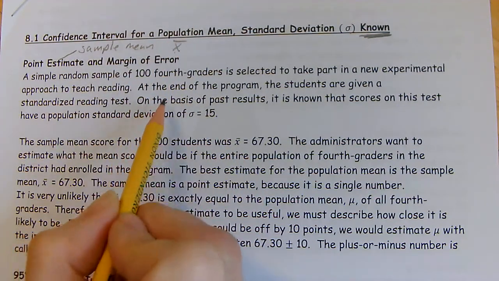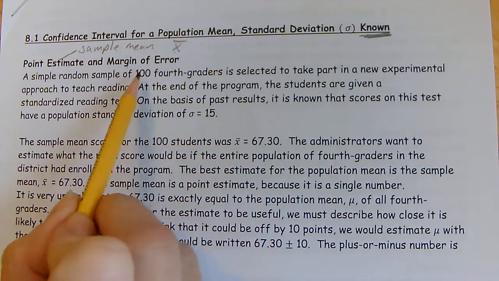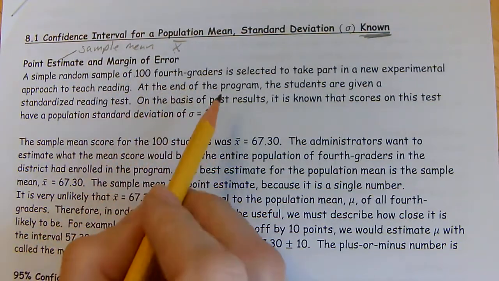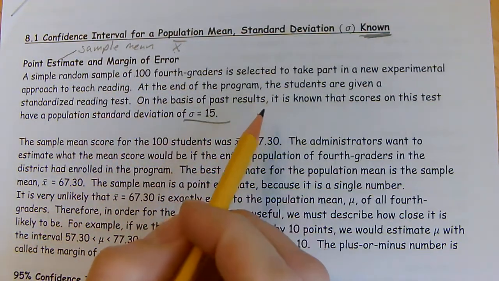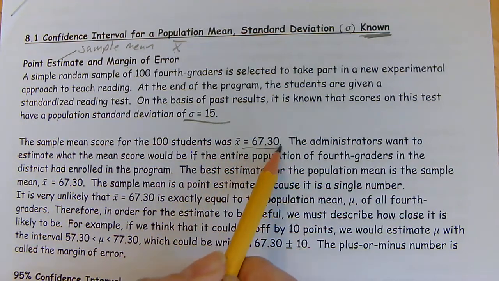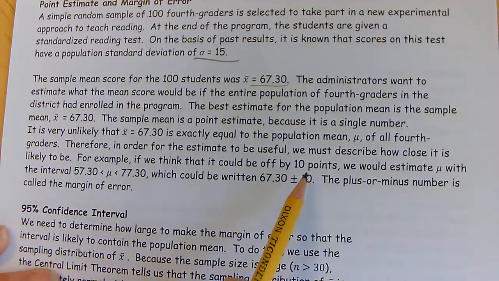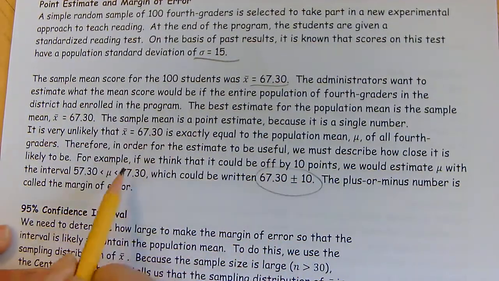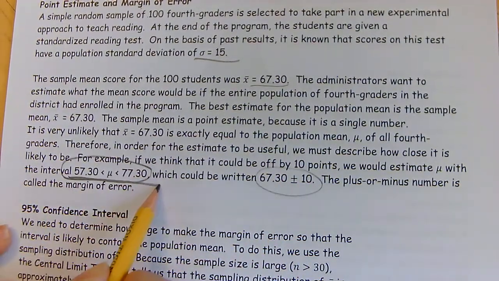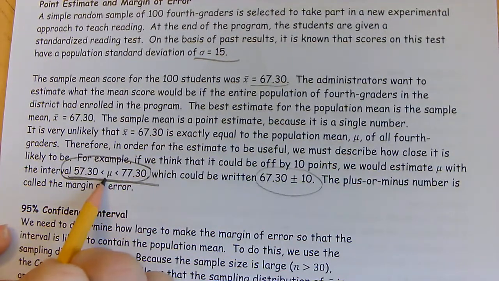So for example, really quick, we're going to take a sample of 100 fourth graders. We have the population standard deviation. This is our sample mean. We're going to add and subtract the margin of error to create an interval where we think the population mean truly is.